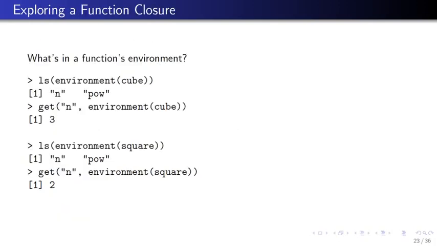So how do you know what's in a function's environment? You can look at the environment in which the function was defined by calling the ls function. If I call ls on the environment for cube, you can see that inside the cube function's environment there's an object called n, and if I use get on n, you'll see that the value of n is equal to 3. That's how the cube function knows to raise the argument to the third power, because it's already defined in its closure environment. Similarly, the environment for square has the exact same objects in it, but now the value of n is equal to 2.